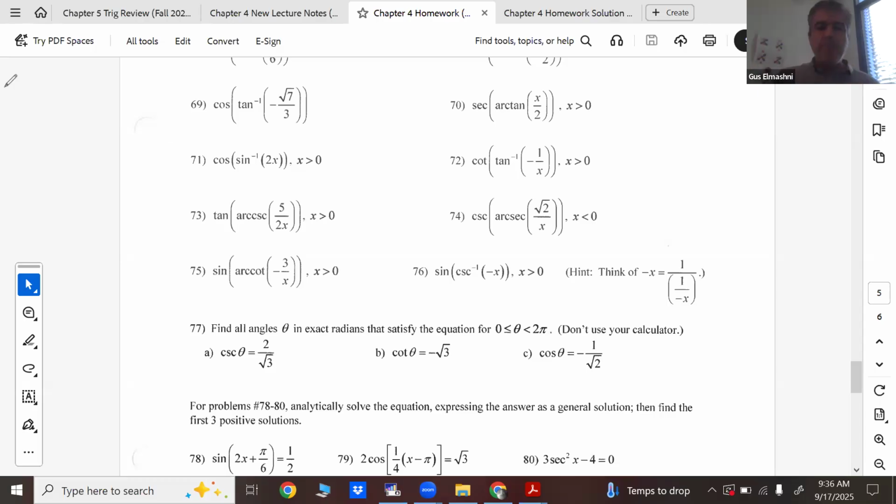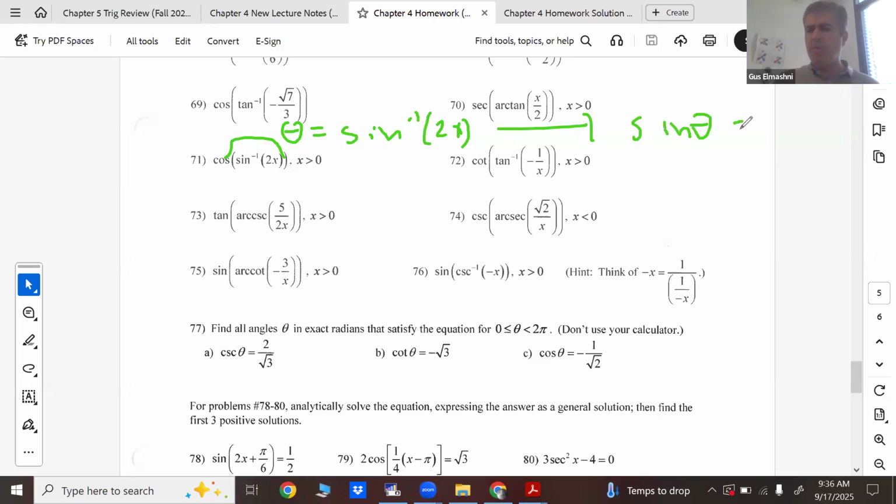But for 71, essentially what you're saying is that theta equals the inverse sine of 2x. So sine theta equals 2x, or 2x over 1, think of it like that. I'm going to do this in Q1. So here's my theta. That's a terrible looking right triangle, just go with it. 2x and 1. And I'll call this A.